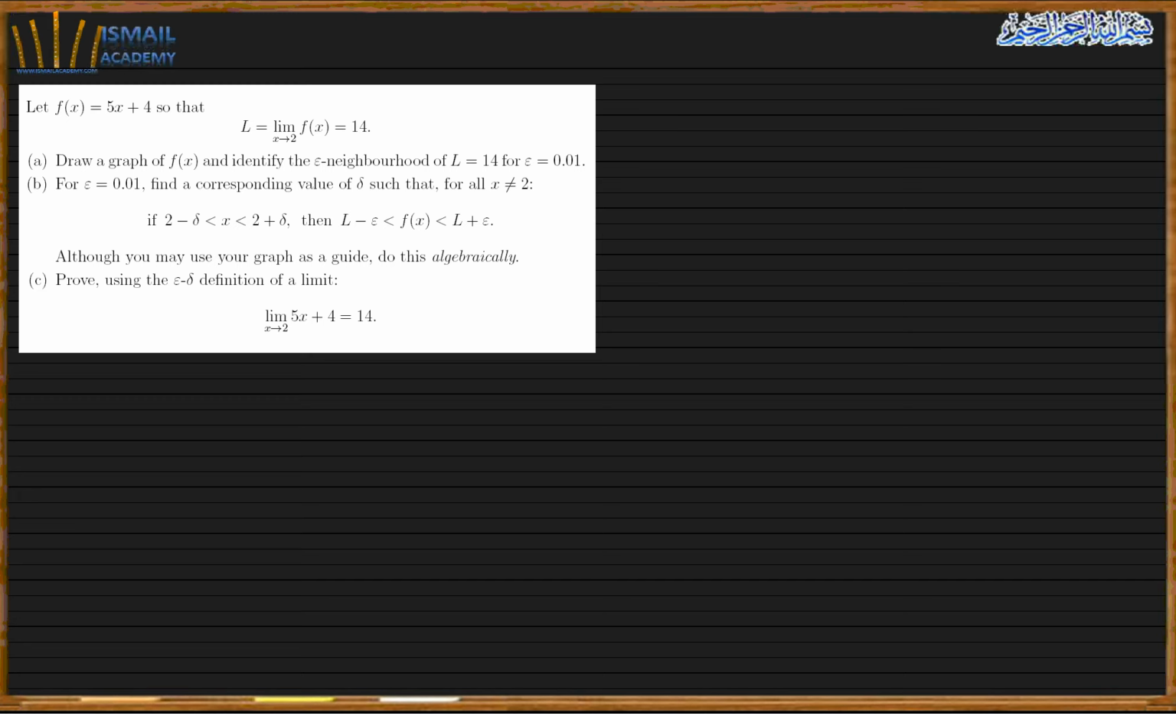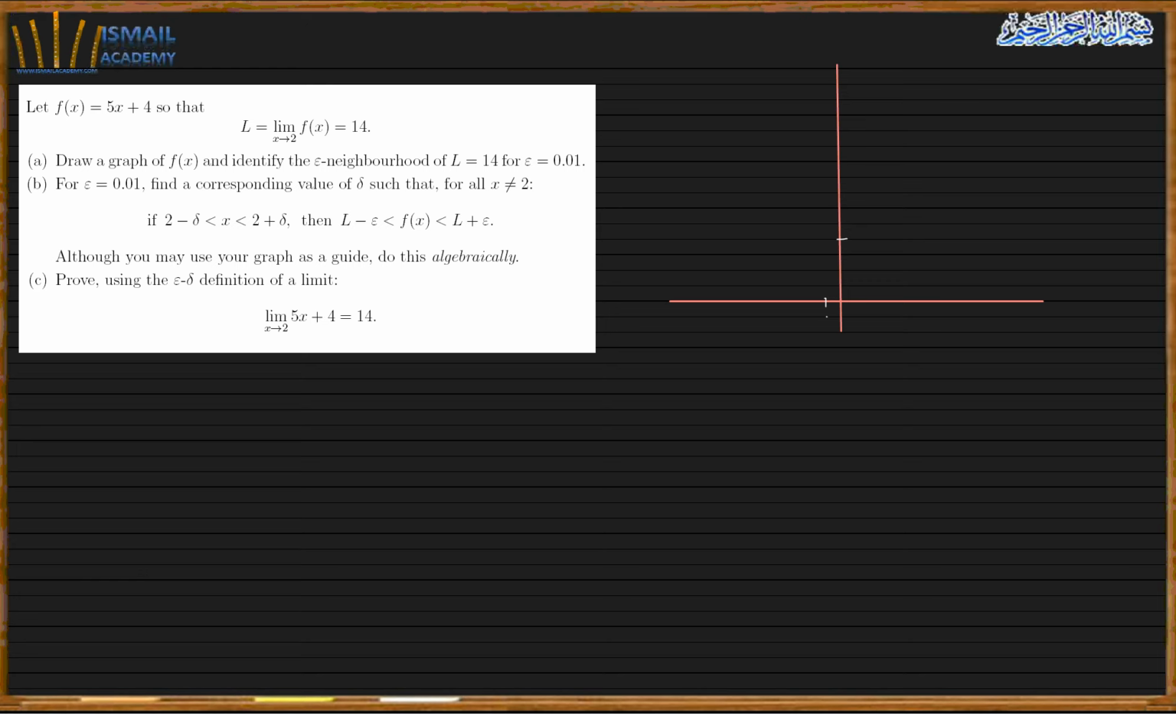So here they ask me to find out the limit using the definition. But first, they ask me to draw the function. This is just the equation of a line, so we can draw a line. It's very simple. When x equals 0, f of x is 4, so 1, 2, 3, 4. When x equals minus 1, it's going to be here.